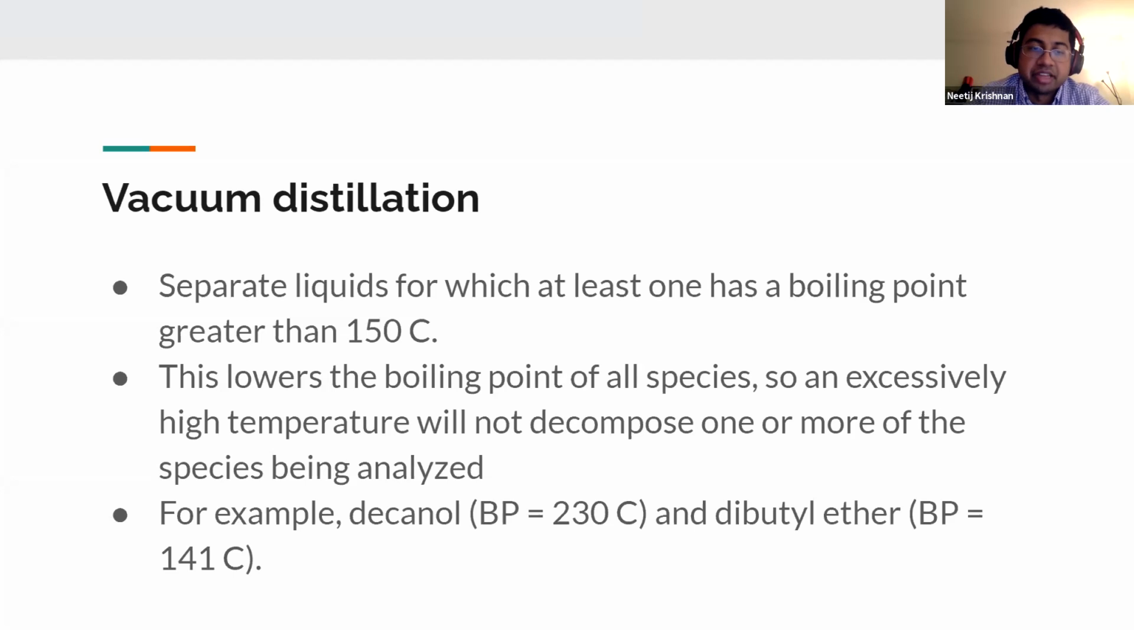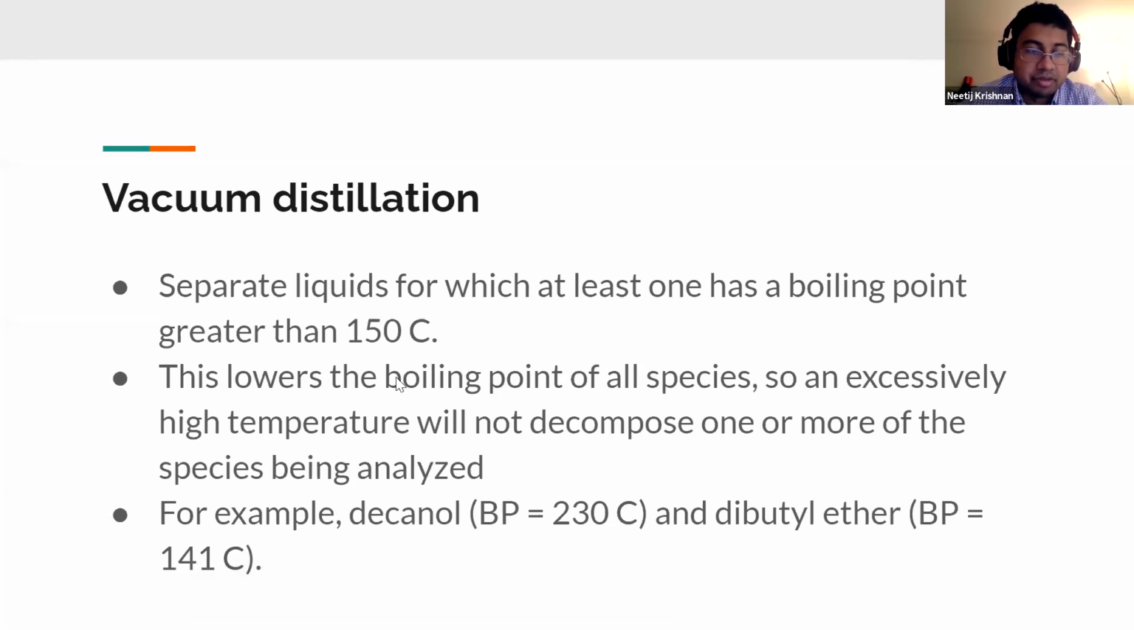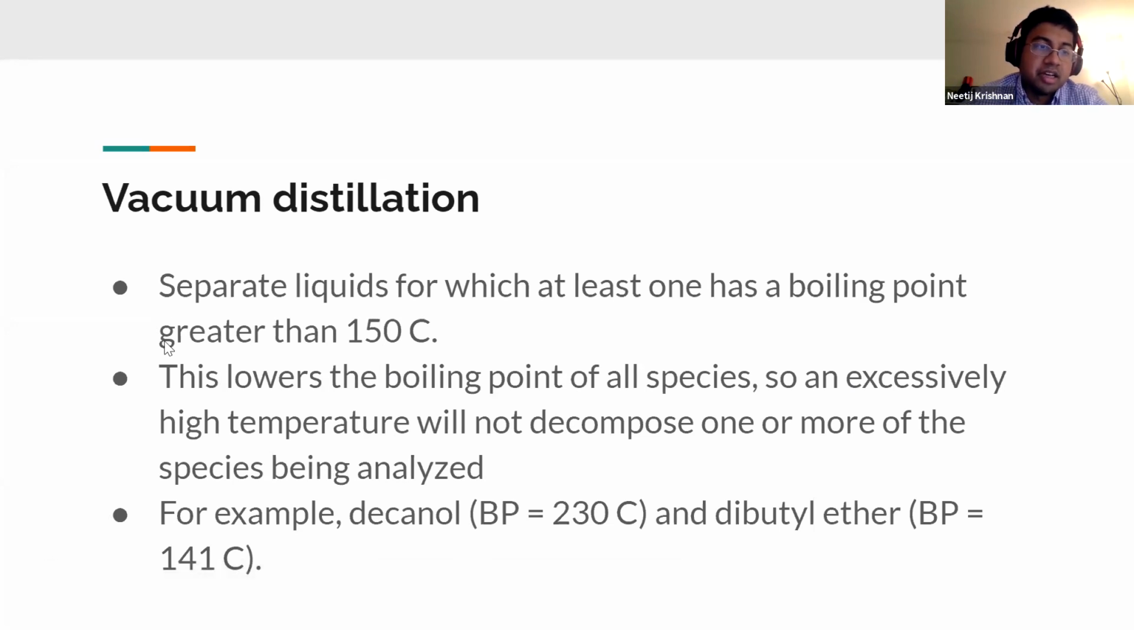temperature decomposing those molecules. So if you were trying to separate decanol, which boils at 230 degrees Celsius, and dibutyl ether, which boils at, like, this bar is in the way, 141 degrees Celsius, they have very high boiling points, so you'd want to use vacuum distillation to be able to isolate them more effectively.